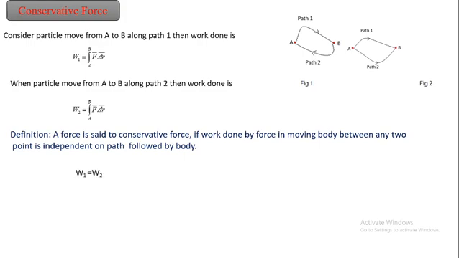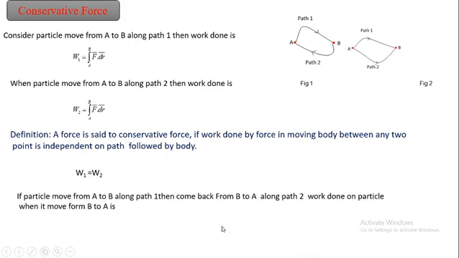Now, if the initial and final states are the same for both work done, and it is independent of the path followed by the body, then these two work done must be equal. It should be remembered that the condition is that the initial and final states must be the same for both work done, and it is independent of the path. So this work done must be equal. So W1 is equal to W2.